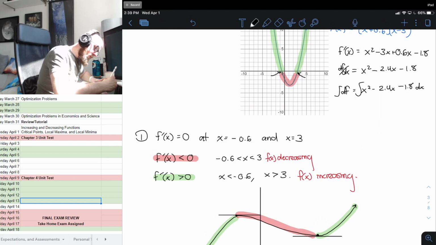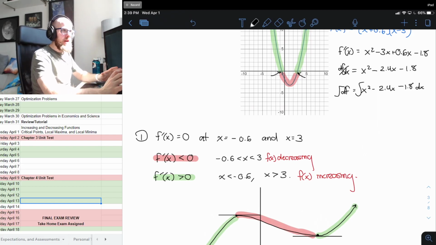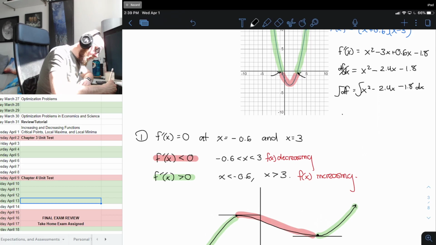Okay, so what I'll end up getting, and again, I'm not being super formal here, is f of x equals x cubed over 3 minus 1.2x squared minus 1.8x.